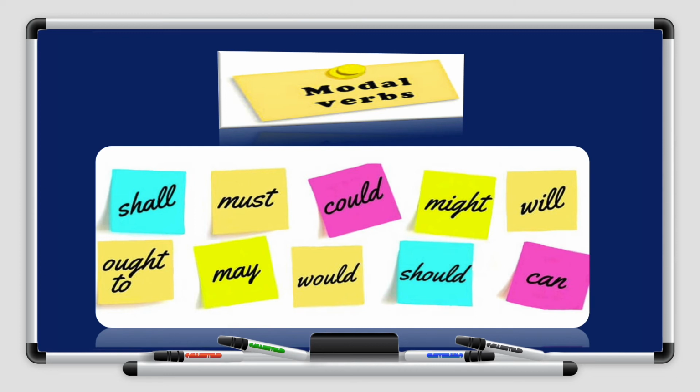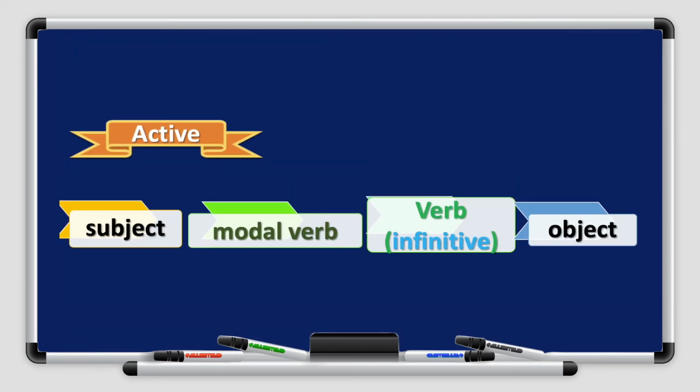Now that we've covered the present continuous and the past continuous with active and passive sentences, let's look at how to do the same thing with modal verbs. Modal verbs include shall, must, could, might, will, ought to, may, would, should, and can. So, what's an active sentence using a modal verb? You start with the subject, followed by a modal verb, followed by the verb infinitive form, and the object.